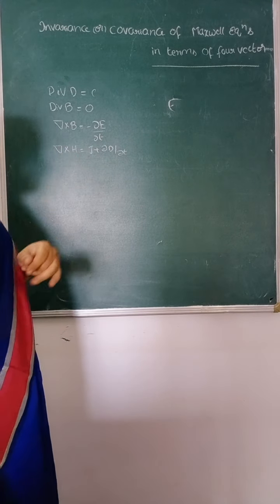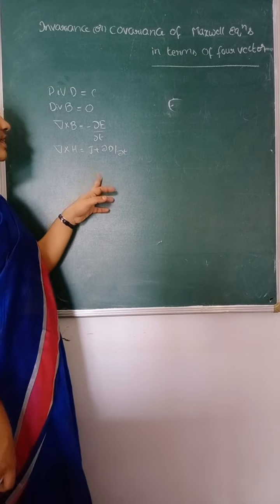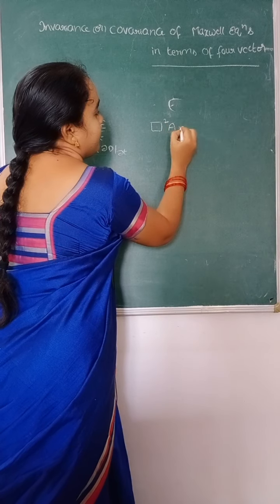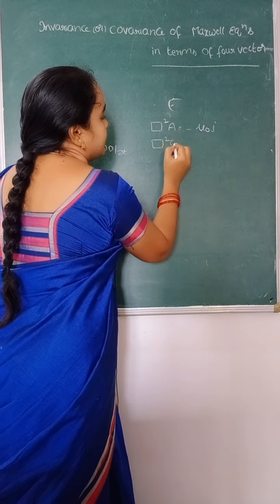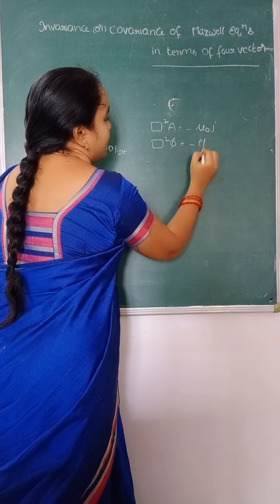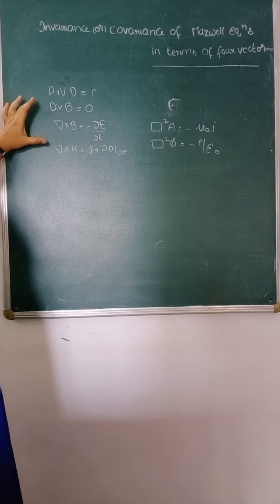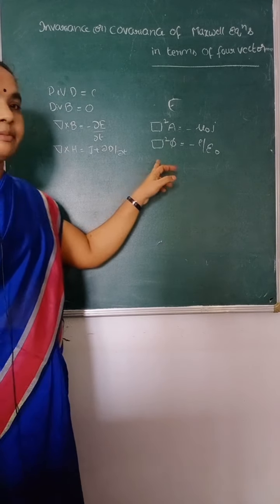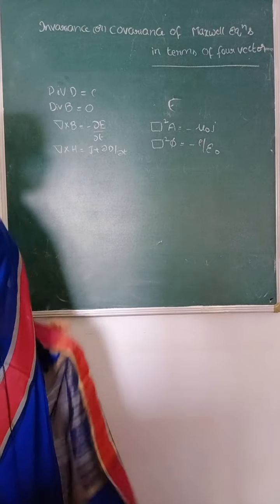In terms of magnetic vector and scalar potentials, these equations can be written as del square A is equal to minus mu naught J and del square phi is equal to minus rho by epsilon. These are the 4 Maxwell's equations in terms of electric and magnetic field vectors, and these are the Maxwell's equations in terms of magnetic vector and scalar potential.